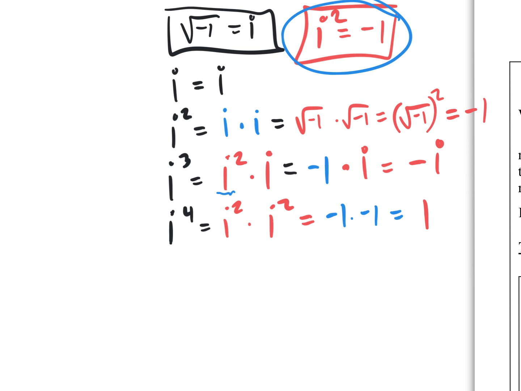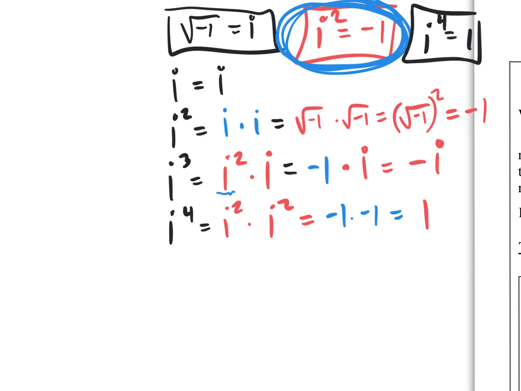So what you really need to know, I would say, is memorize this: i squared is negative 1. And also memorize that i to the fourth is positive 1. But you could actually reason through it the way I did. Now, what if I went to i to the fifth? It's getting more fun now.